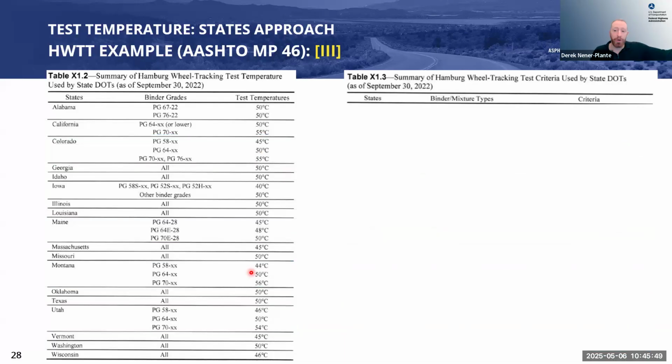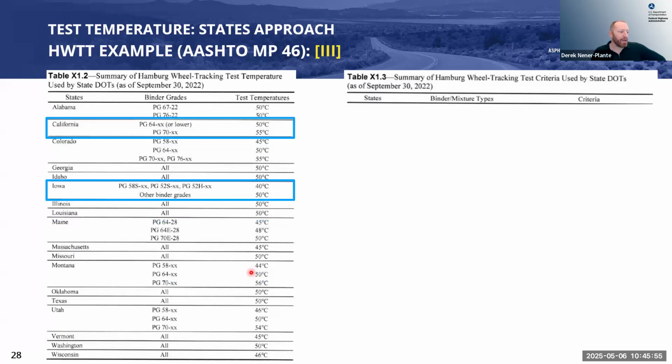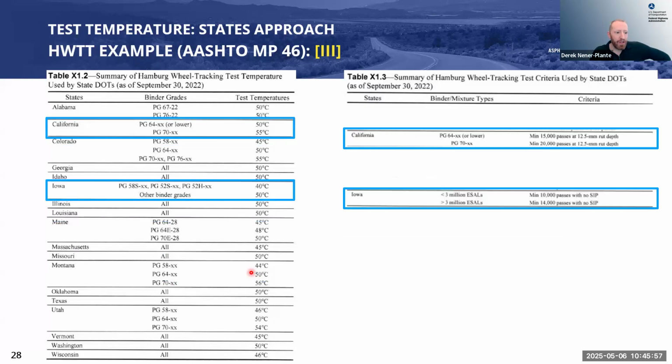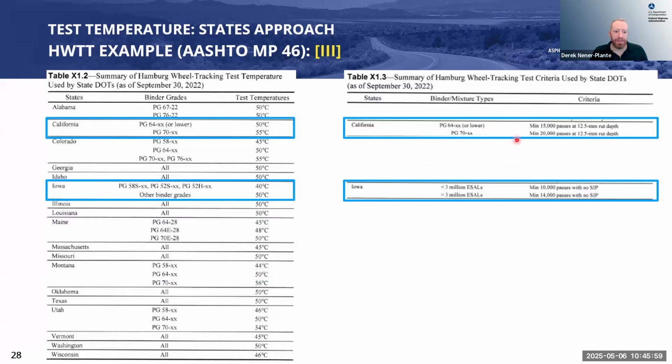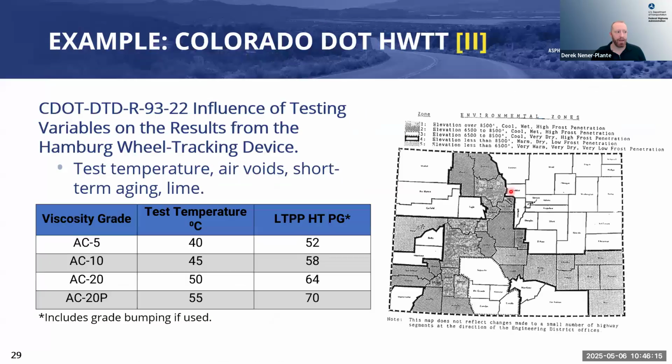Approach 3 is doing both. They change both in some way, shape, or form, and we have a couple of examples of that. California has the Hamburg with different passes to failure and different temperatures. Iowa has it based upon traffic, but again has different temperatures based upon the binder. It's just an example of them tailoring it to their own situation.